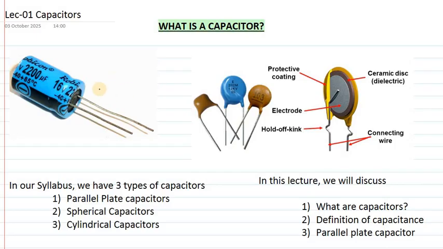In this diagram, I have shown a real capacitor which is fitted on the motherboard of electronic circuits. See, the capacitor has two terminals. Actually, one of them is longer, representing the positive terminal, and the smaller one represents the negative terminal. This is an electrolyte type of capacitor. The right side figures are showing ceramic capacitors. As you can see, these materials are ceramics.